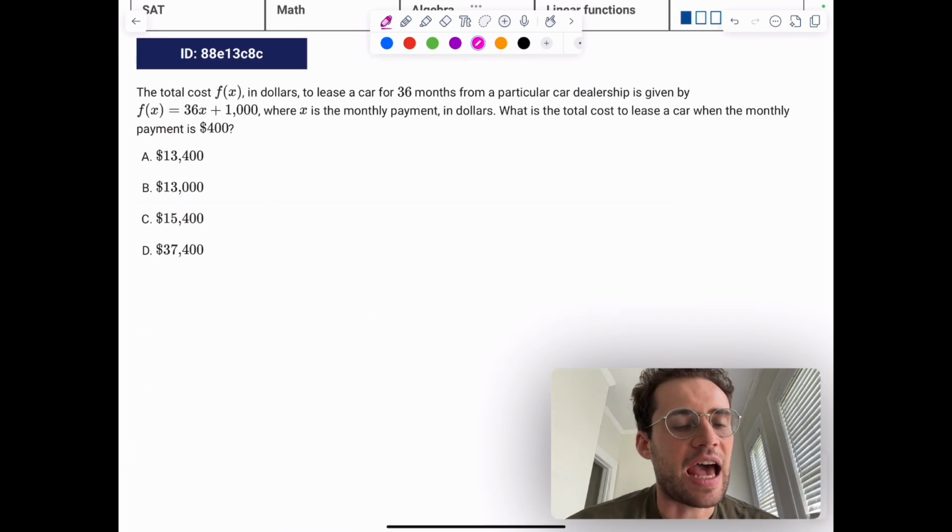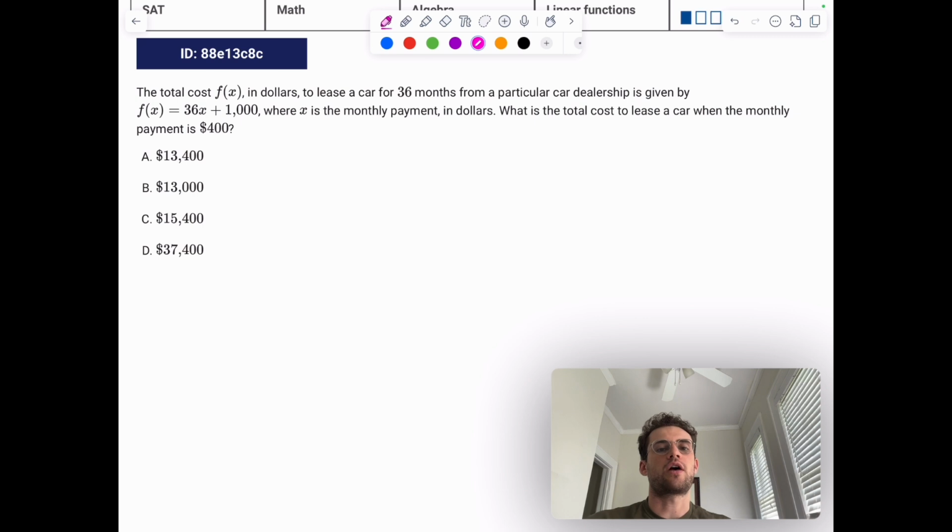The total cost, f of x in dollars, to lease a car for 36 months from a particular car dealership is given by f of x equals 36x plus $1,000, where x is the monthly payment. So the monthly payment times the number of months will give you this 36x, and then we're adding in 1,000. Presumably that's just a fee no matter how many months.